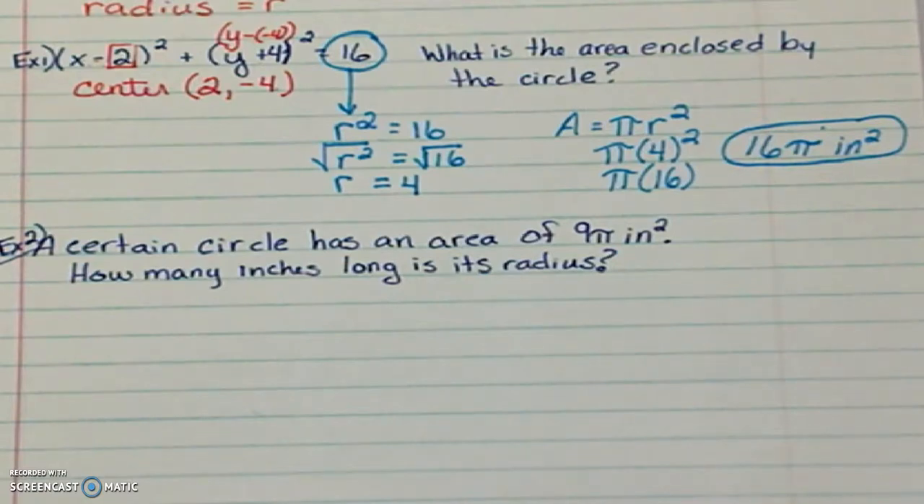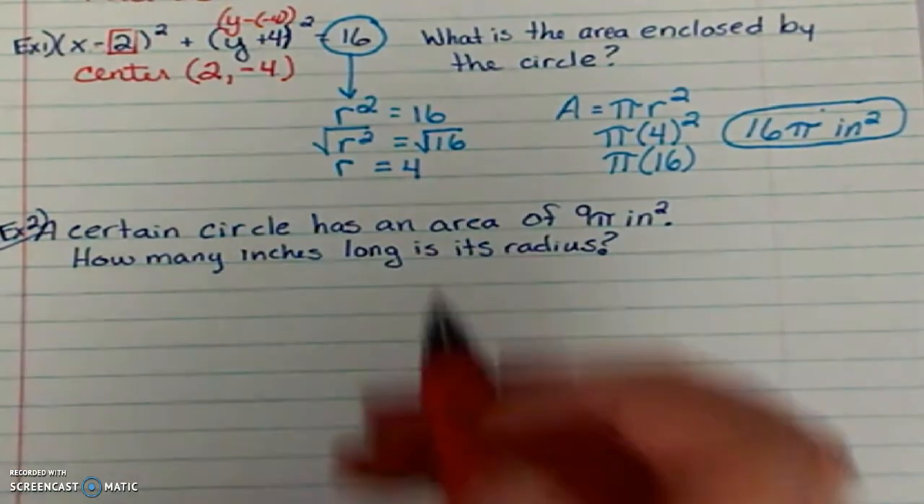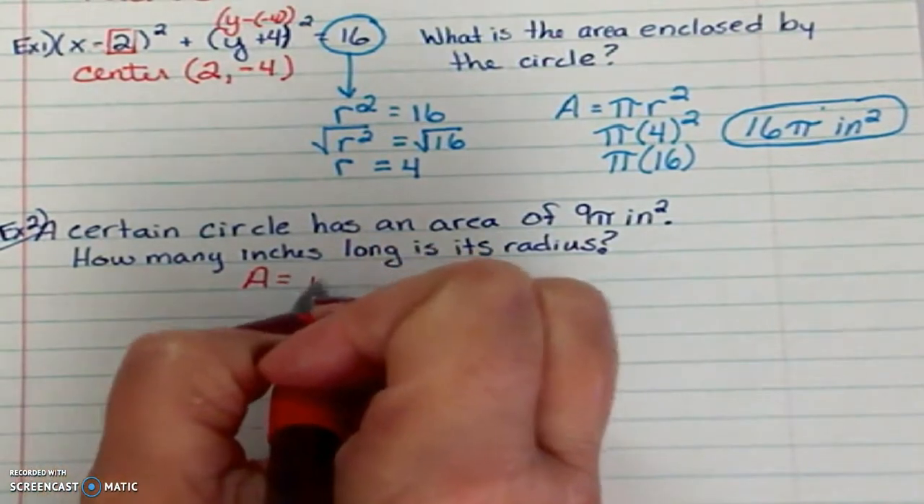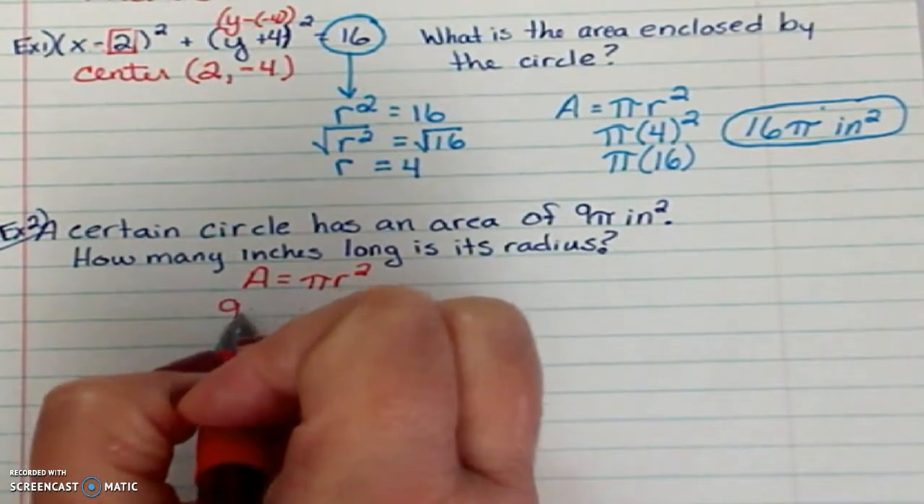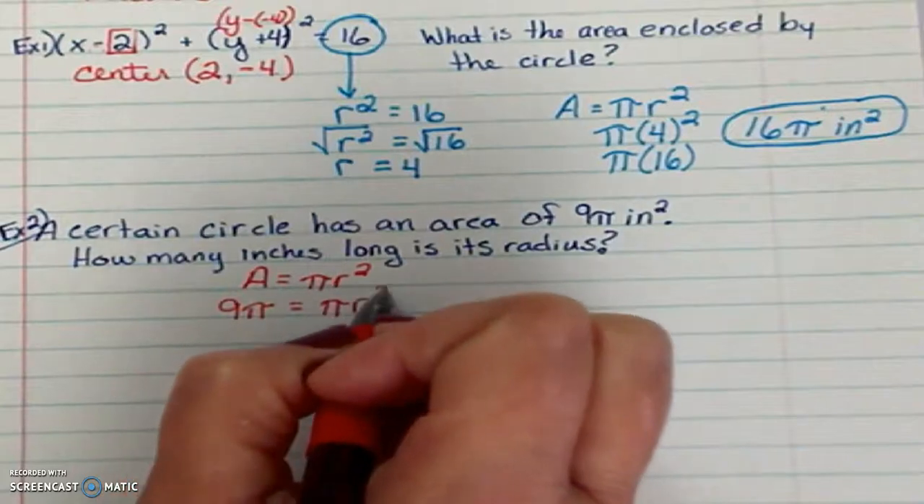It says a certain circle has an area of 9 pi square inches. How many inches long is its radius? So this one you are actually working backwards as far as solving. So given the area, we know this. Write down what you know. Area is equal to pi r squared. So we know that the area happens to be 9 pi, and that's equal to pi r squared.